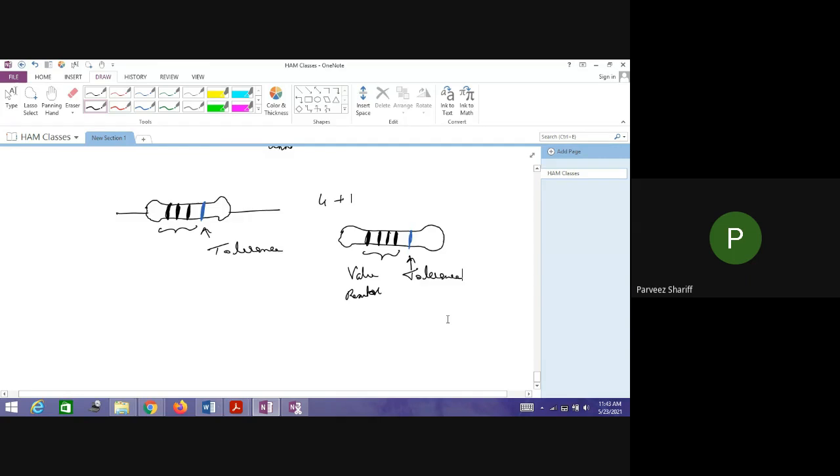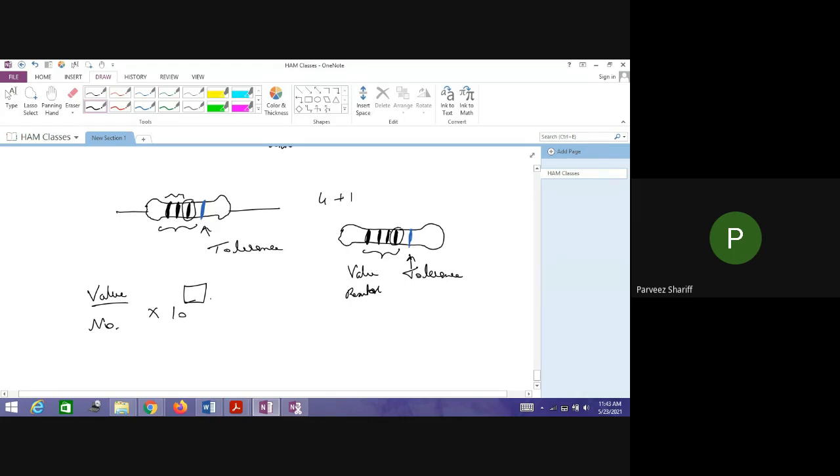Okay, now let us take this case here. Whether it is 3 or 4 doesn't matter. The first 2 bands represent the value, straight away a number. The last band before this final one, either this or this, will represent 10 to the power of the value.